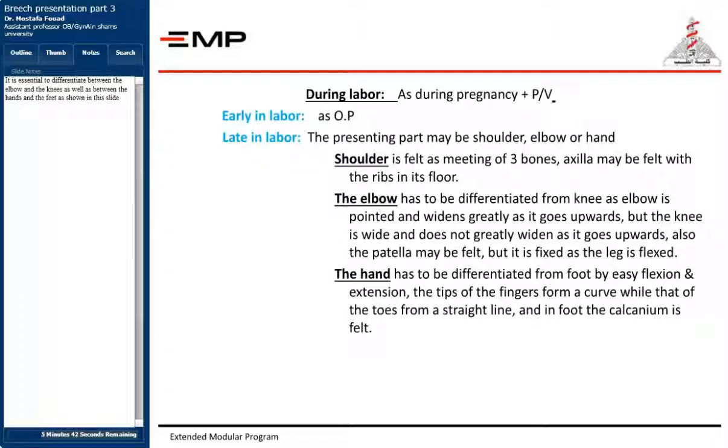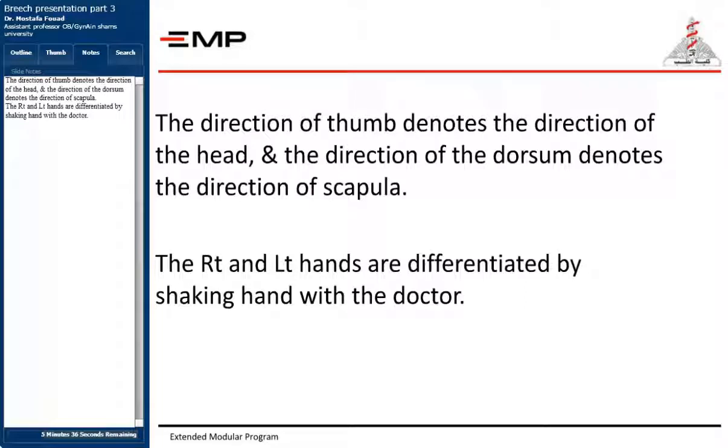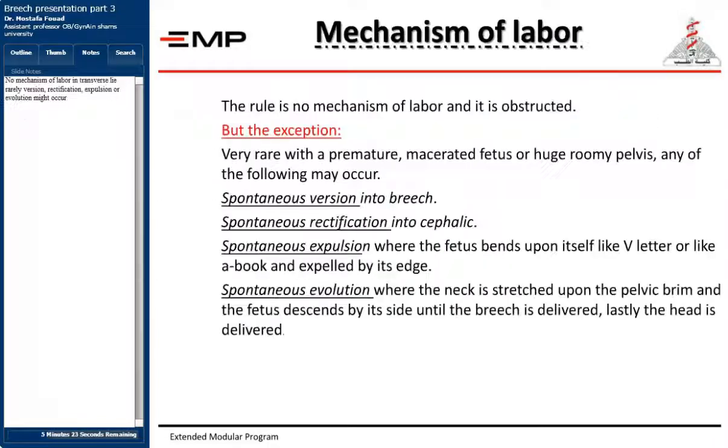It is essential to differentiate between the elbows and the knees, as well as between the hands and the feet, as shown in this slide. The direction of the thumb denotes the direction of the head, and the direction of the dorsum denotes the direction of the scapula. The right and left hands are differentiated by shaking hands with the doctor. There is no mechanism of labor in transverse lie. Rarely, version, rectification, expulsion, or evolution might occur.